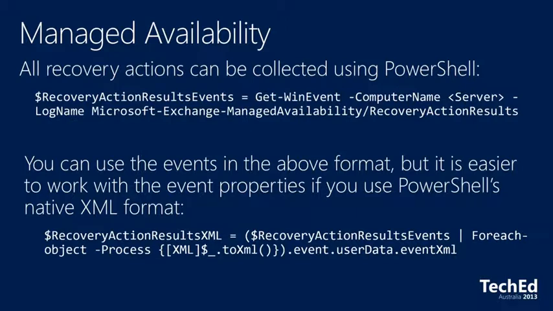So in this first command, we're assigning a variable called recovery action results, and we're using the Get-WinEvent PowerShell commandlet that comes in Windows, passing the computer name, and we're getting all the logs from that recovery action results. Now, you can use the native format that commandlet will output, but in the service and in production, you're going to find it a lot easier to put it into PowerShell's native XML format. That is what this second commandlet does. It takes the output from the first one and puts it into XML format so that it can be searched and transformed a little bit easier.